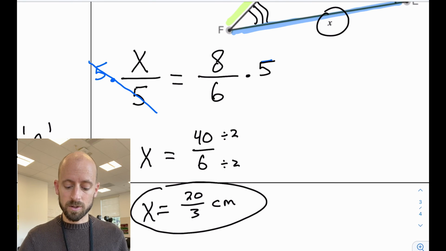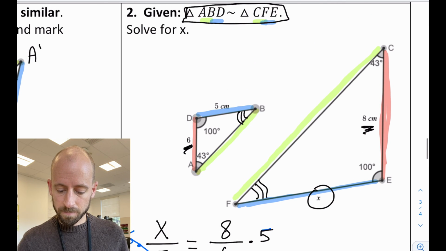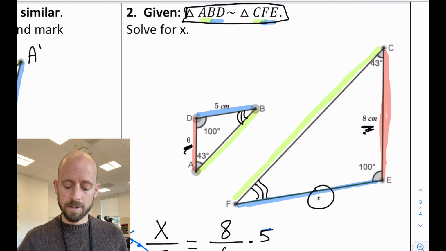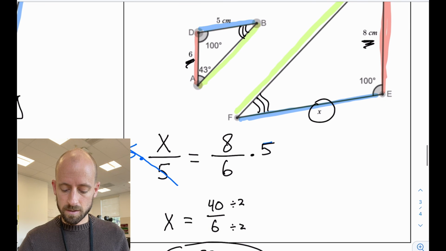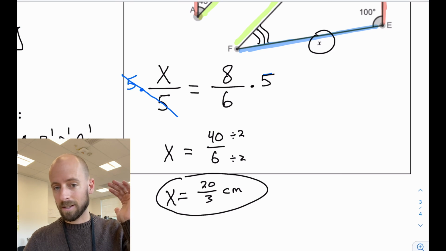But that would be how you set up a proportion and solve. Set up a proportion and solve. So don't forget the steps there. Start with the similarity statement, highlight the sides, write your proportion, and solve. It's very repetitive, but that's the way to do it, all right?